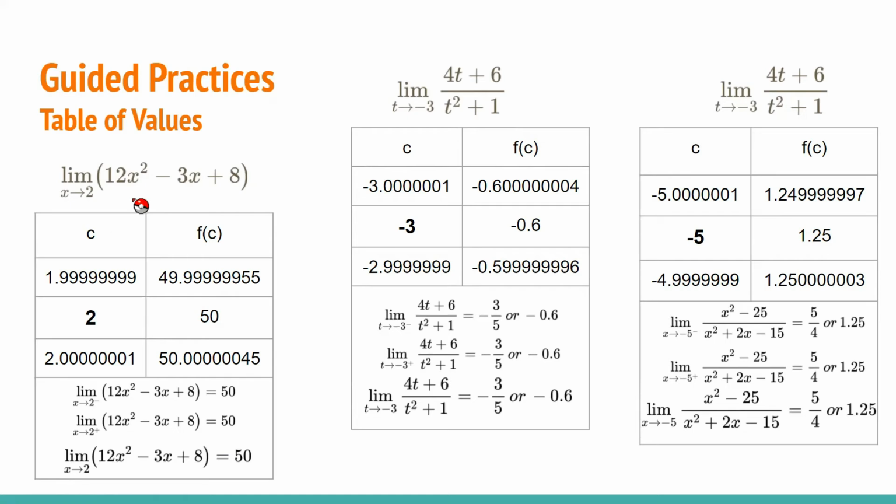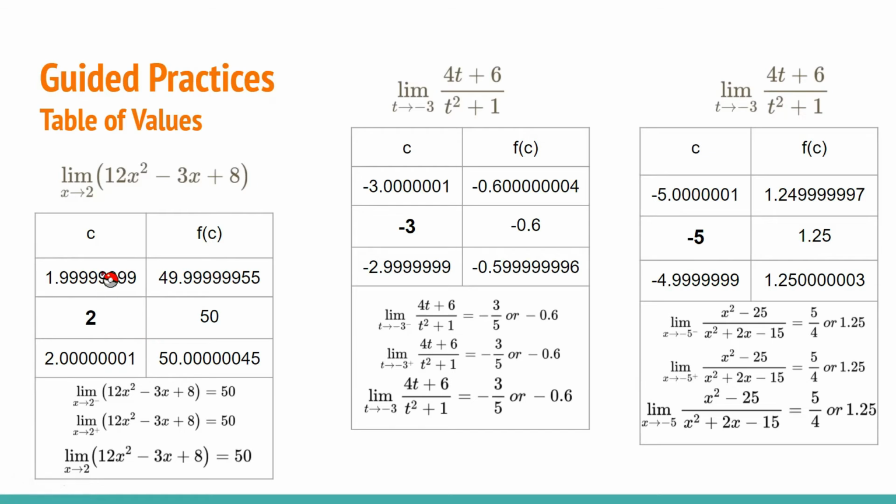So for example, in the limit of 12x squared minus 3x plus 8 as x approaches 2, I simply get the closest value to 2 from the left, which is 1.99999999, and the closest value to 2 from the right, which is 2.000000001. And then we simply have to replace these values to x to get the values of f when we try to evaluate using these values.